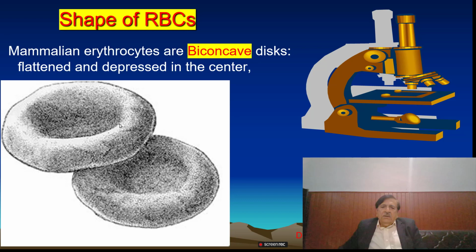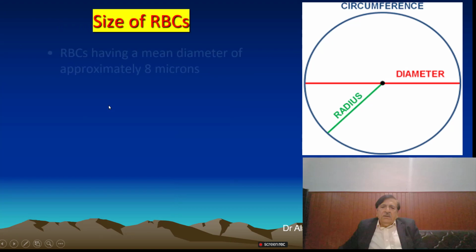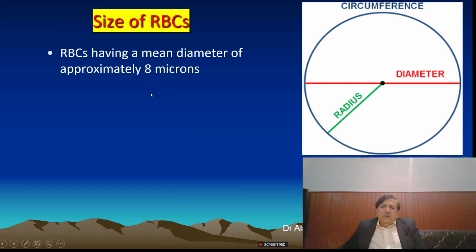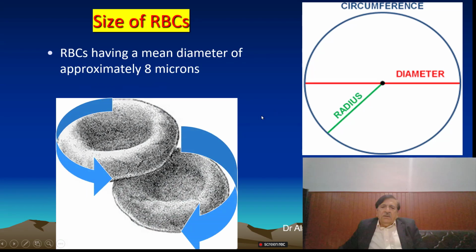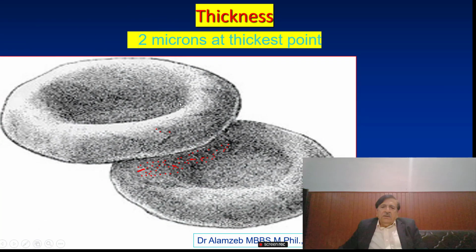Shape of red blood cell. Mammalian erythrocytes are biconcave discs, flattened and depressed in the center. Here you can see that they are depressed in the center. Size of RBC. Red blood cells have a mean diameter of approximately 8 micron. From here to here, this diameter is 8 micron. This is the diameter of RBC, which is 8 micron.